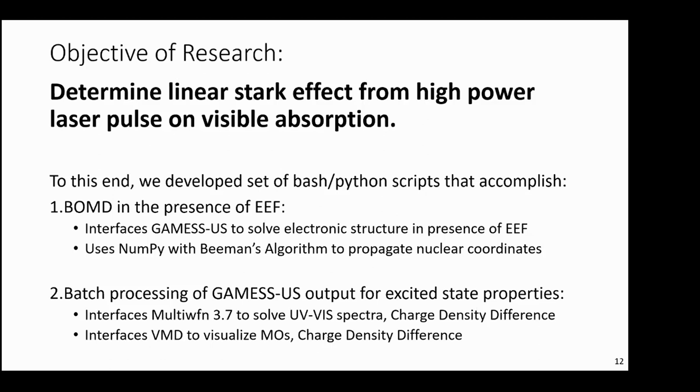Electron hole analysis was carried out using Multiwfn 3.7 at certain time points during the simulation in order to determine the evolution of the electron and hole character of the moieties in the model used. I also used VMD on the Multiwfn outputs to visualize the molecular orbitals as well as the distribution of the electron and hole. Lastly, I also developed a few Bash and Python scripts to visualize some of these properties over time.